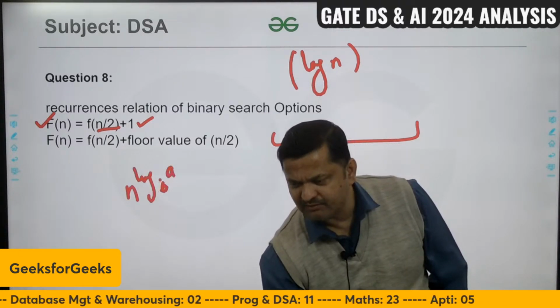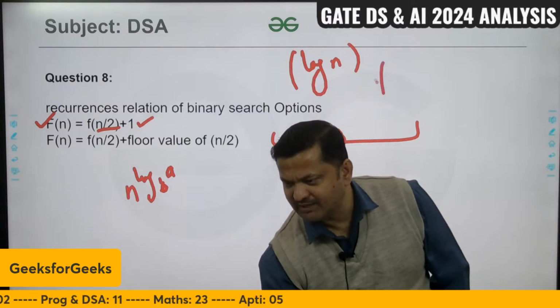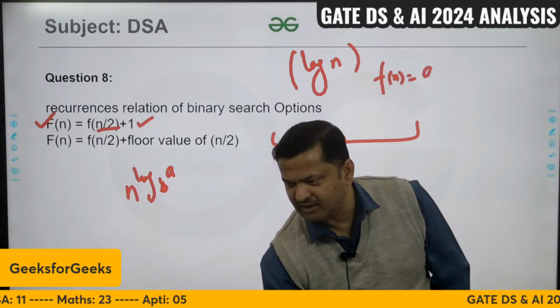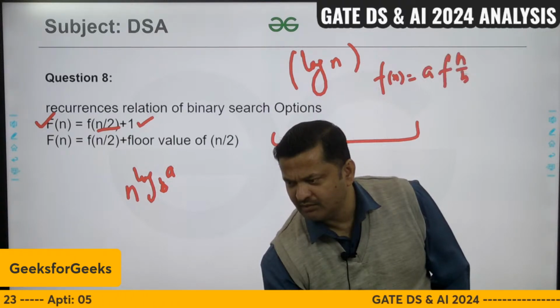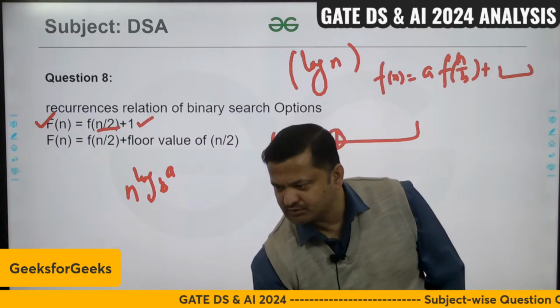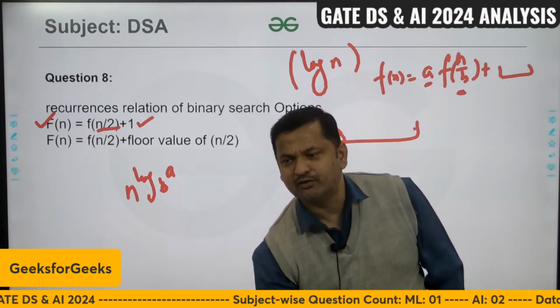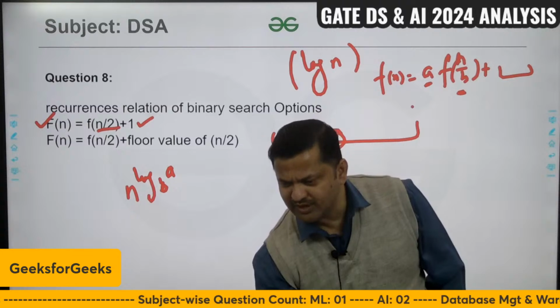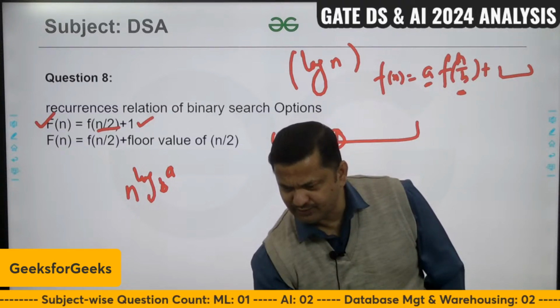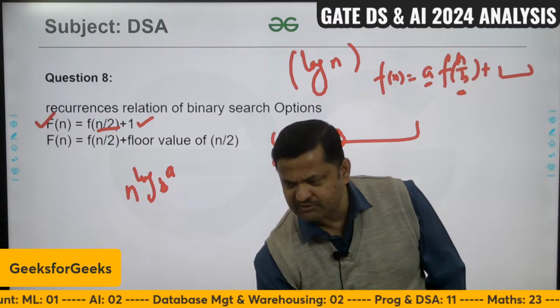So what is a and b? That is given in the question; your question should be like this: f(n) is nothing but a f(n/b) plus something. So from this particular equation we can get the value of a and b. Looking at this equation, in the first case, a is nothing but 1 here and b is nothing but 2 here.